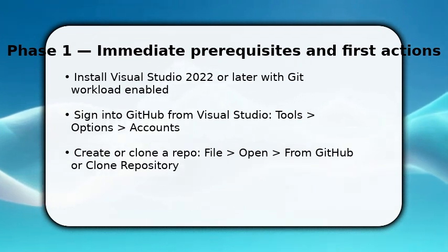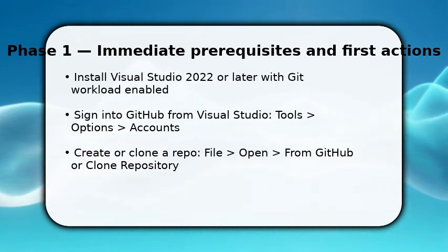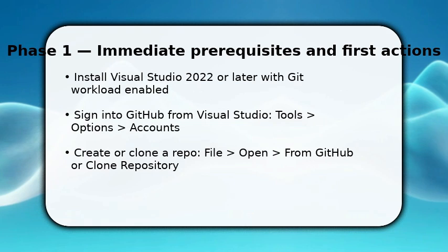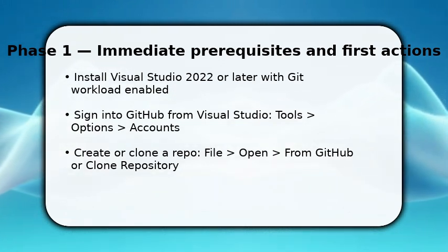Once done, choose to create a new repository or clone an existing one from GitHub. Make sure to set your local path and branch. Doing these first avoids repeated auth prompts and gets you straight into editing.